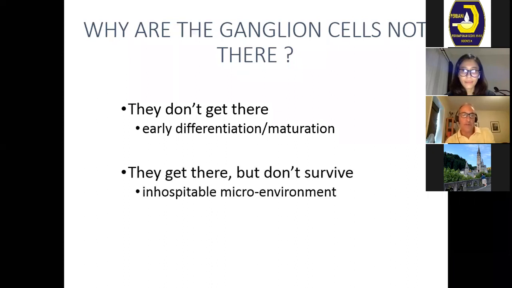But there's also a theory that in some cases they may actually reach the bottom of the intestinal tract, but for some reason they don't survive there. And that's probably because the microenvironment, the other cells around them, are hostile, and those ganglion cells get there, but then they disappear.